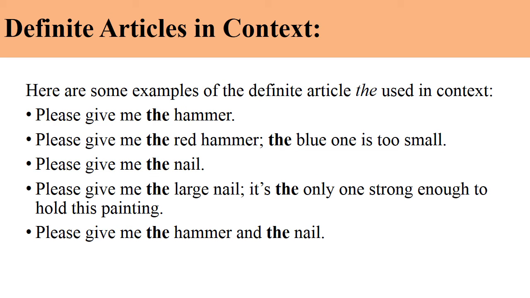Definite articles in context. Here are some examples of the definite article, the, used in context. Please give me the hammer. Please give me the red hammer. The blue one is too small. Please give me the nail. Please give me the large nail. It's the only one strong enough to hold this painting. Please give me the hammer and the nail.